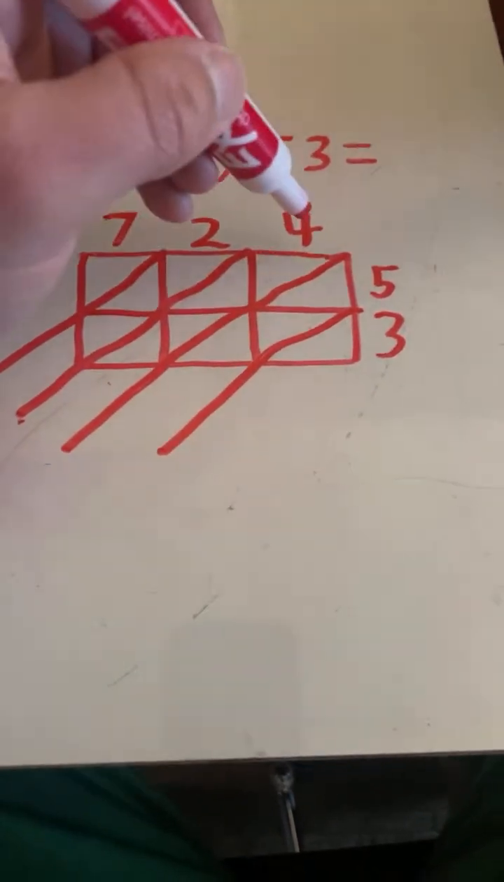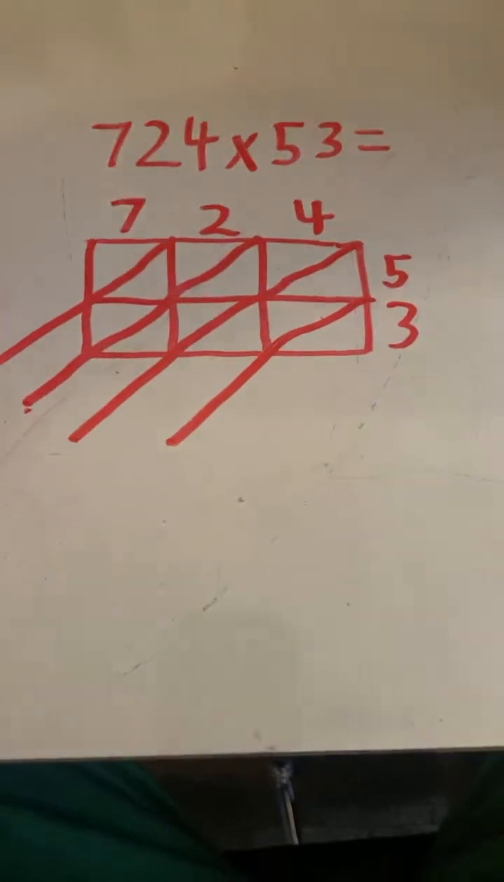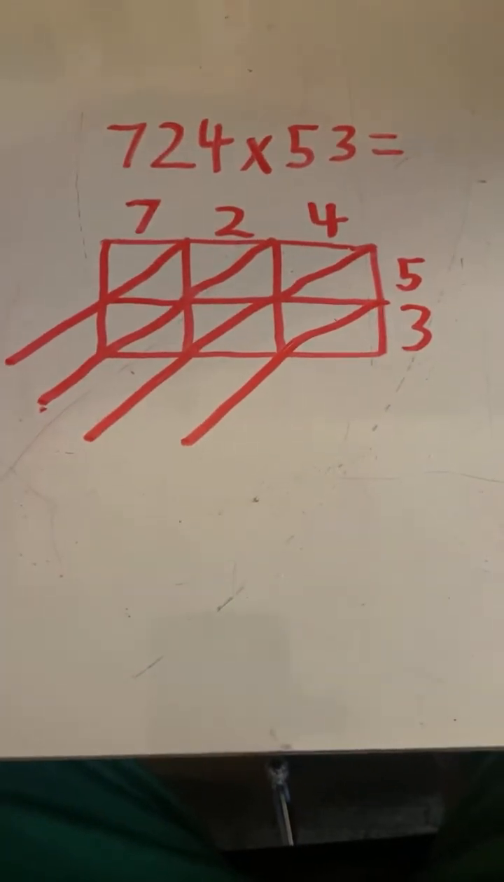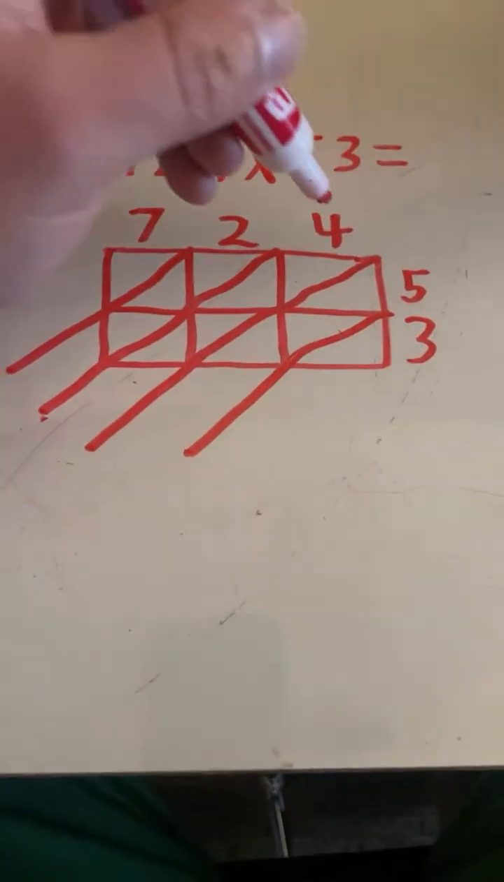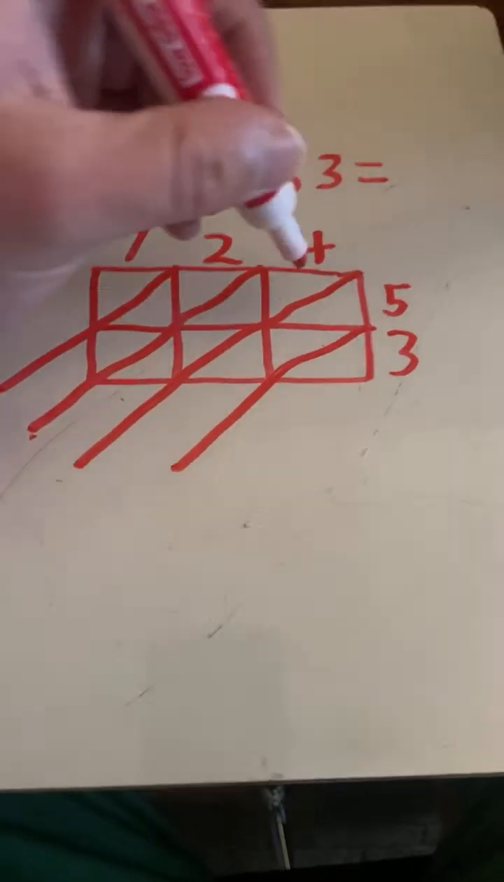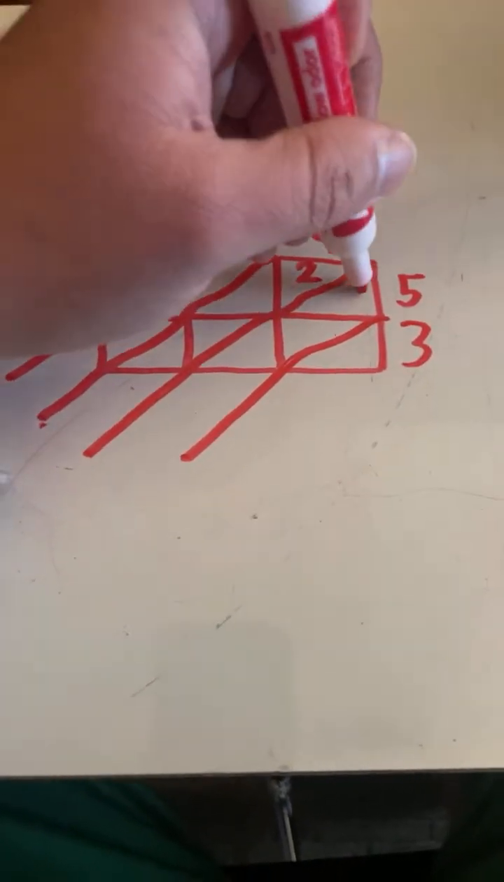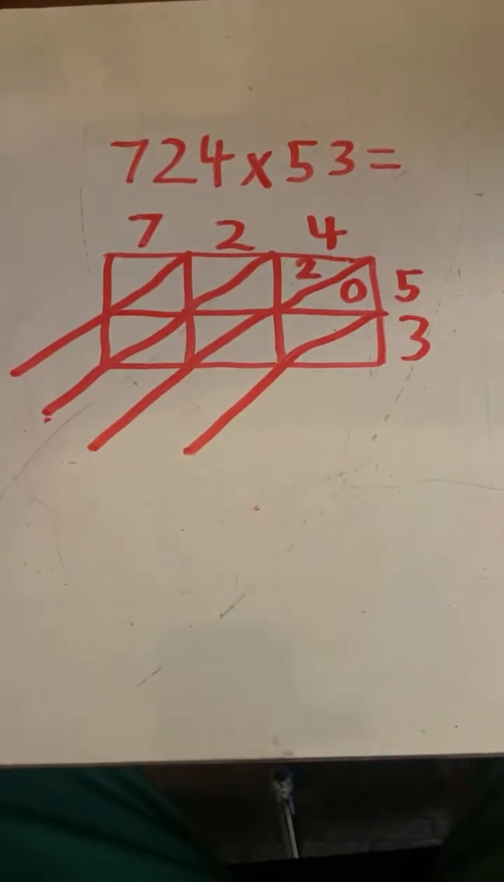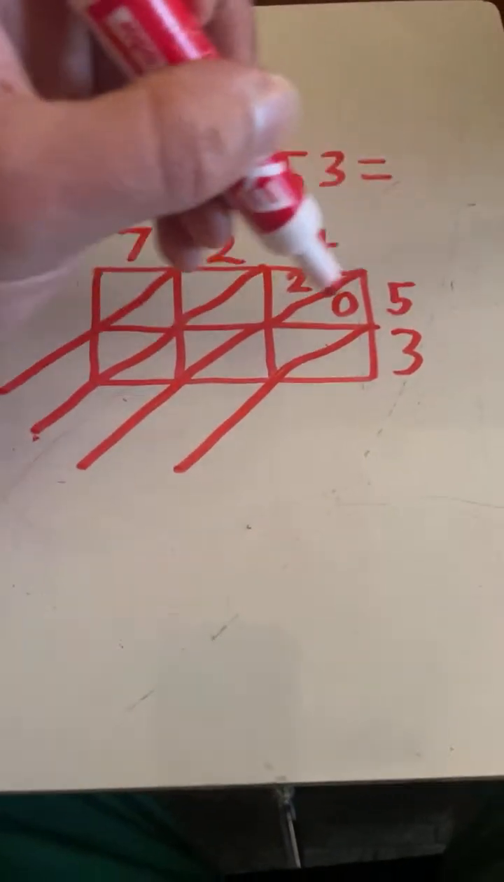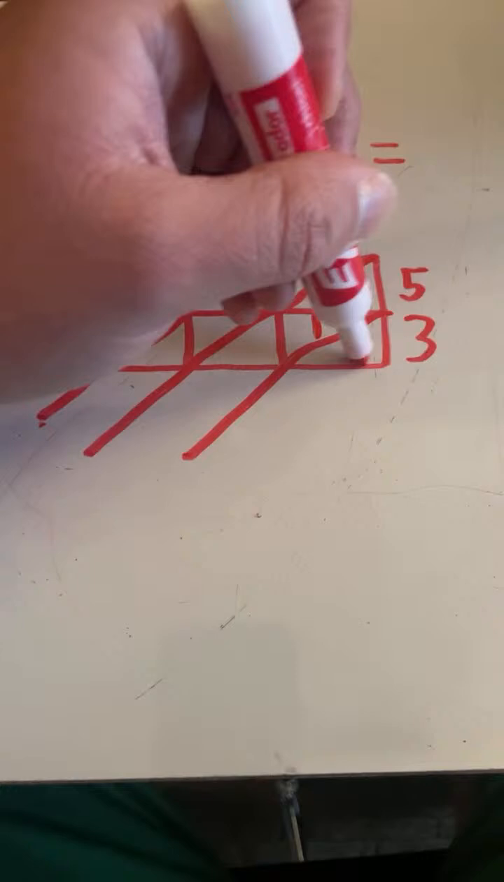So in this square, the answer to 4 times 5 is going to go in this square. And each digit is going to go in a different triangle. So 4 times 5 equals 20. So we're going to put a 2 in this triangle and a 0 in this triangle. 4 times 3 equals 12. So we're going to put a 1 in this triangle and a 2 in this triangle.